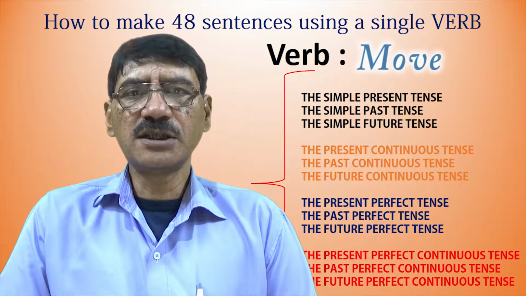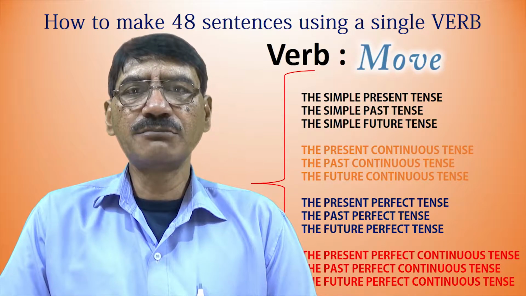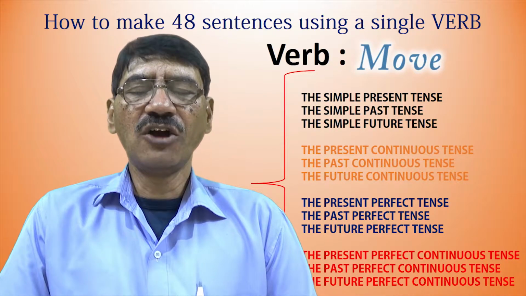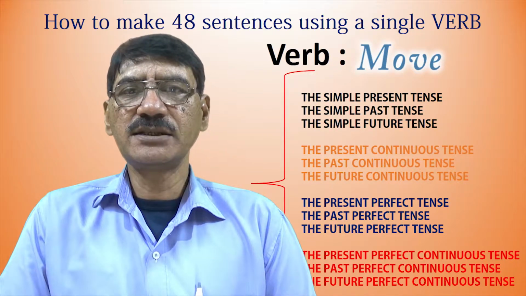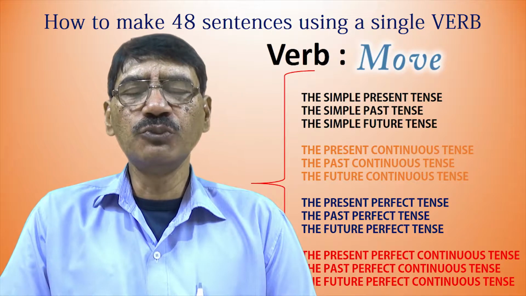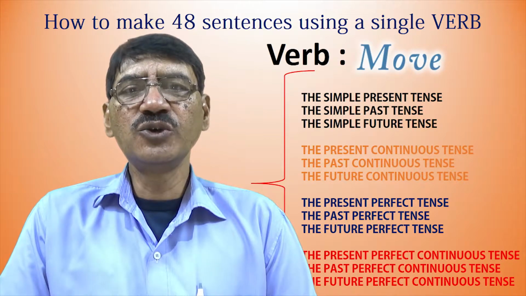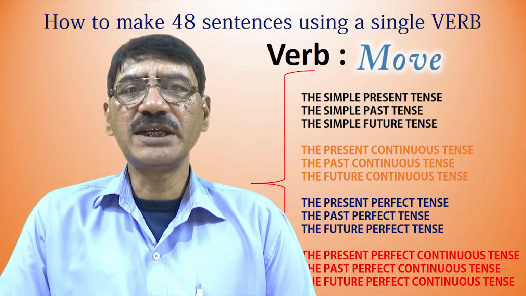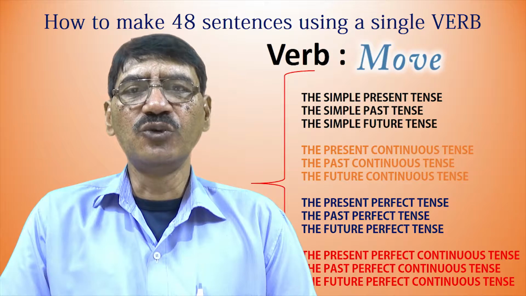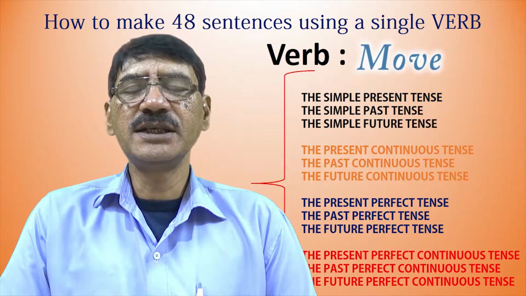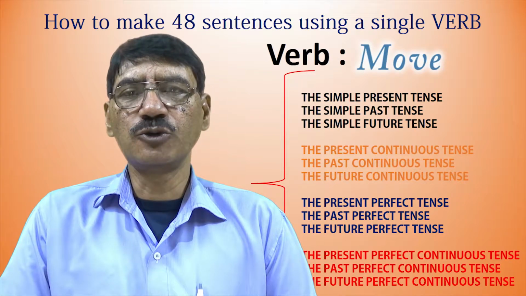The sentence is, we move from place to place. We don't move from place to place. Do you move from place to place? Don't you move from place to place? We moved from place to place. We didn't move from place to place. Did you move from place to place? Didn't you move from place to place?